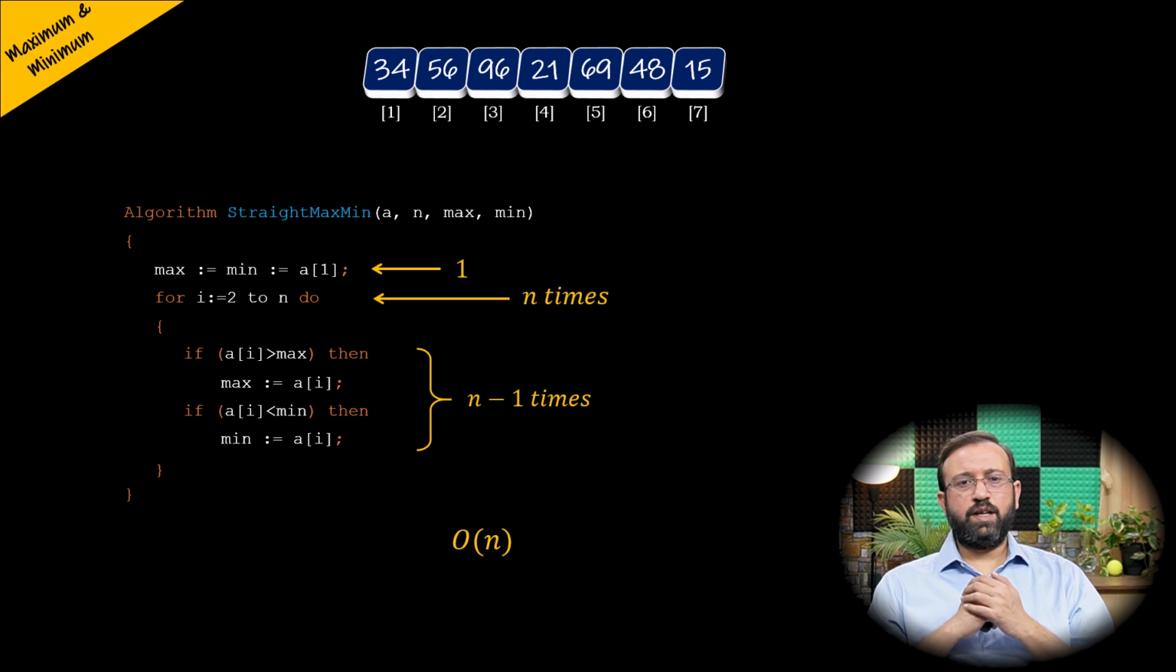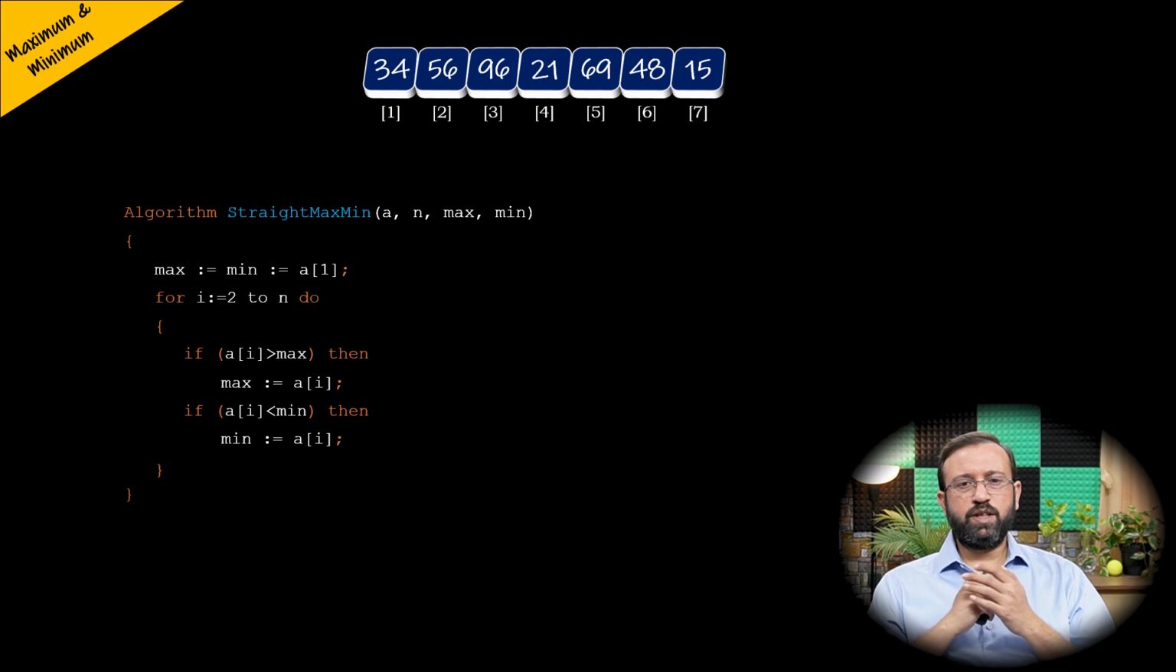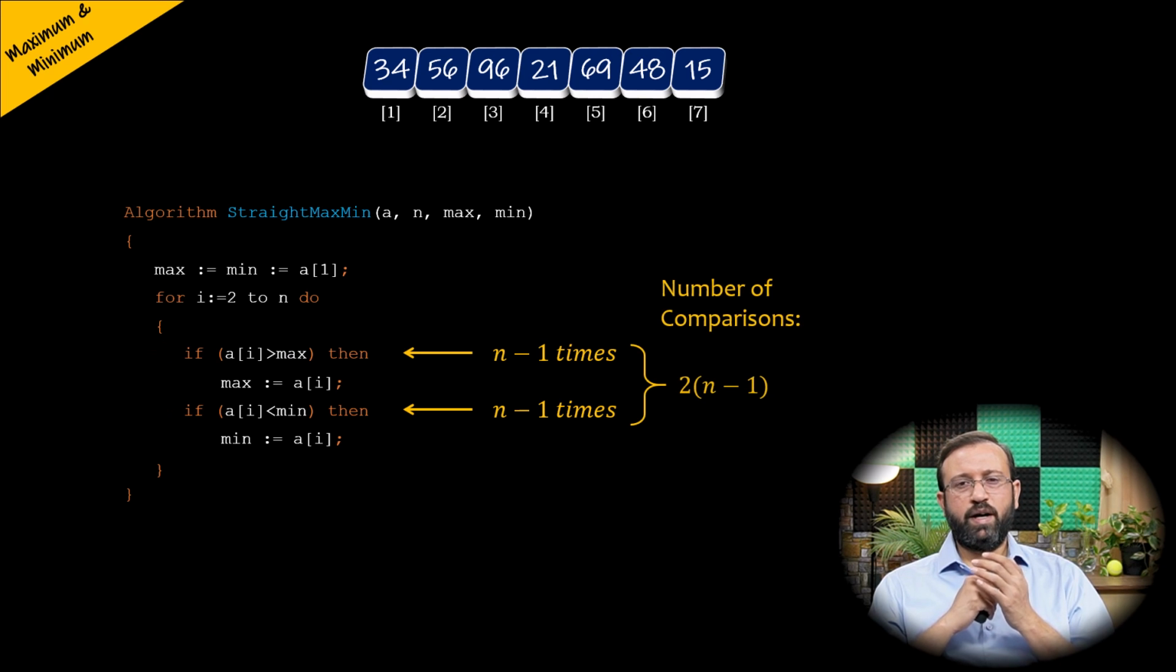Now let us look at the number of comparisons made using this algorithm. We have two if statements within the for loop, and each if statement makes a single comparison. But since the if statements are within the for loop, which runs for n times, the first if statement will be making n minus 1 comparisons, and the second if statement will also be making n minus 1 comparisons. So at most, this straight MaxMin algorithm makes 2n minus 1 comparisons. And the worst case is when the elements are in decreasing order.